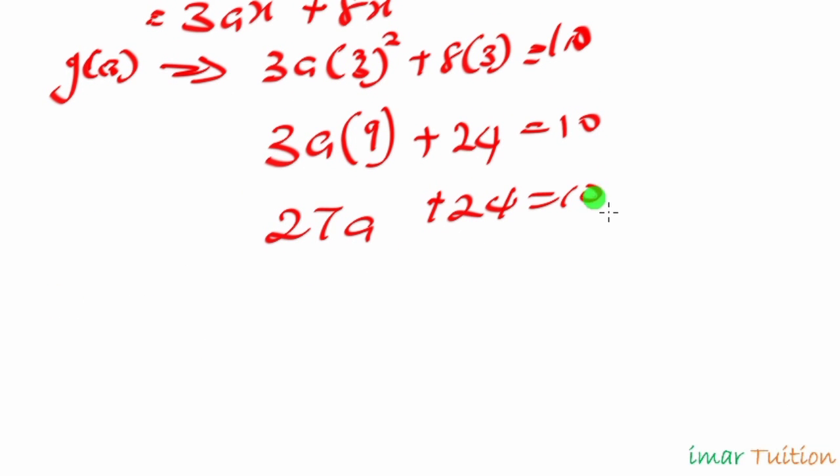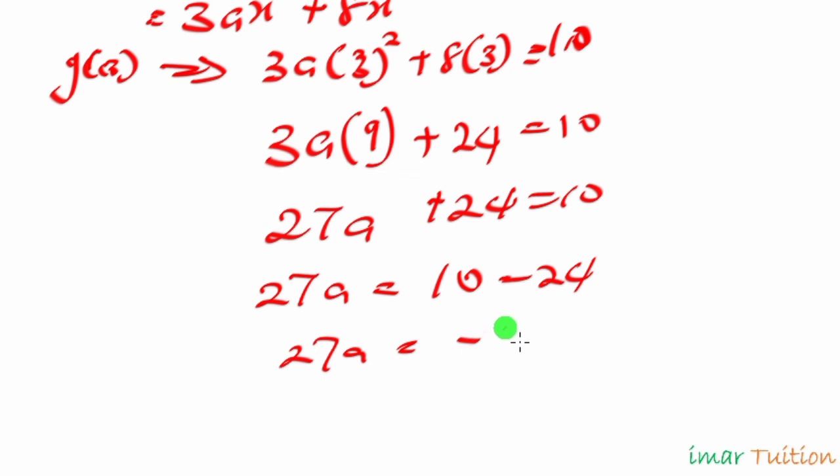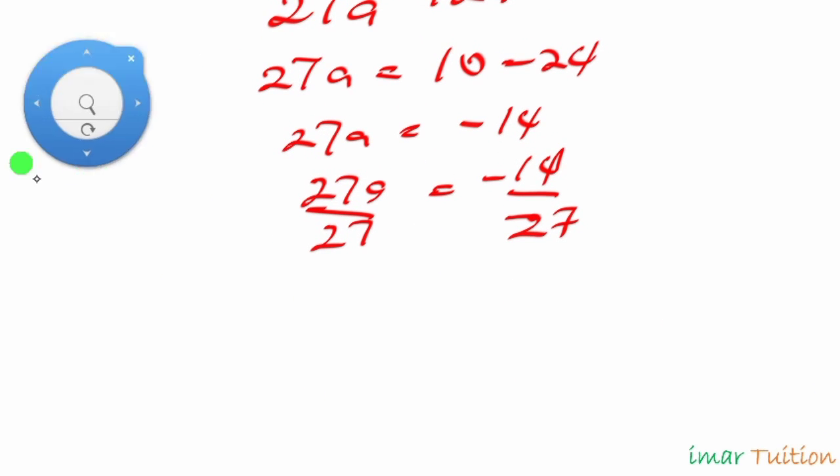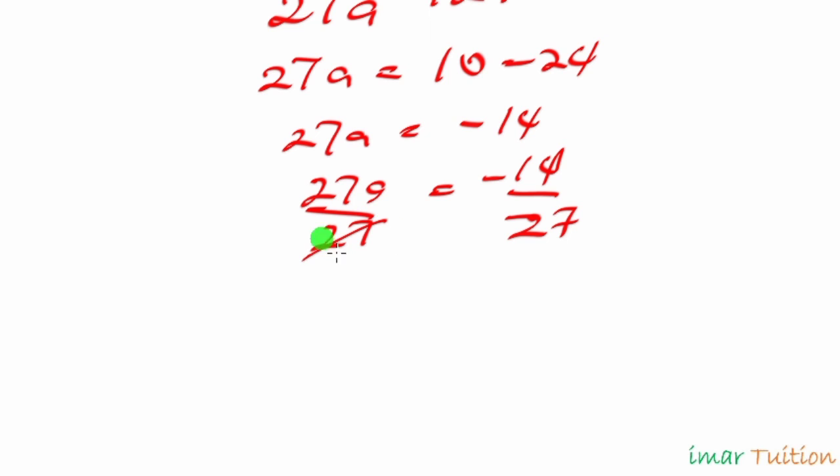If we take this across, this positive operation becomes negative. We'll have 27a equal to 10 minus 24. 27a is equal to minus 14. Dividing both sides by 27 to remove 27 from a, we have 27a divided by 27 equal to minus 14 divided by 27. From there, you have a equal to minus 14 divided by 27.